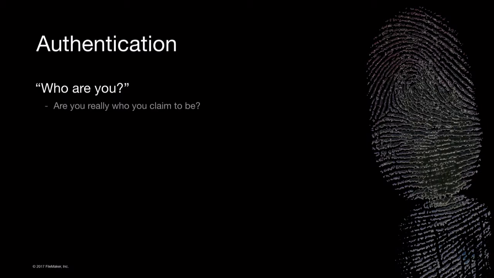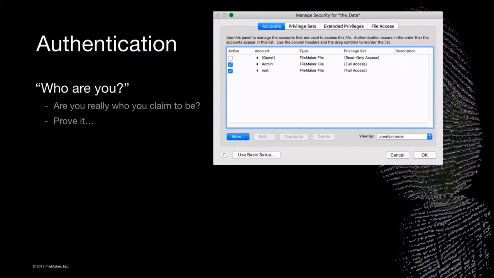Just to make sure that we're all on the same page, when we say authentication, we mean, how do you prove that you are who you are? That is, can you prove your identity before you get into the solution? And in FileMaker terms, we're talking about that first tab when you open Manage Security. It's all about the accounts. The accounts is where you set up credentials, a username and a password, and that's how you prove that you are who you are. So that's your identity.